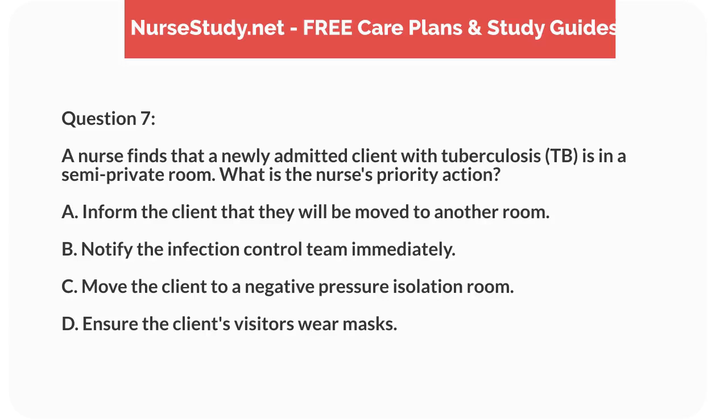A nurse finds that a newly admitted client with tuberculosis, TB, is in a semi-private room. What is the nurse's priority action? A. Inform the client that they will be moved to another room. B. Notify the infection control team immediately. C. Move the client to a negative pressure isolation room. D. Ensure the client's visitors wear masks.